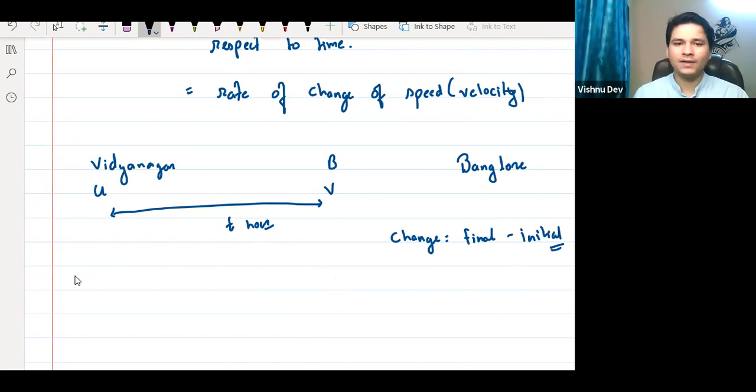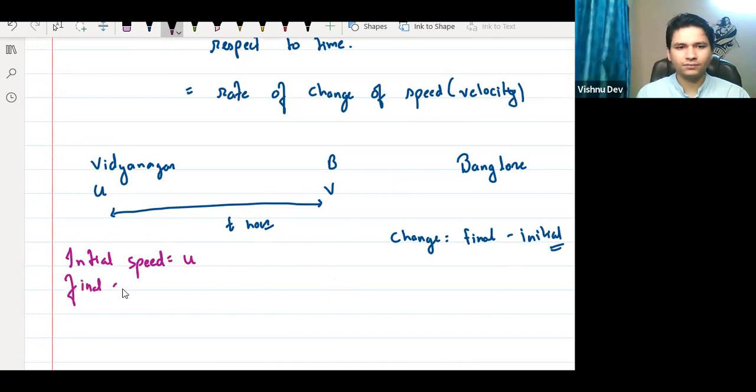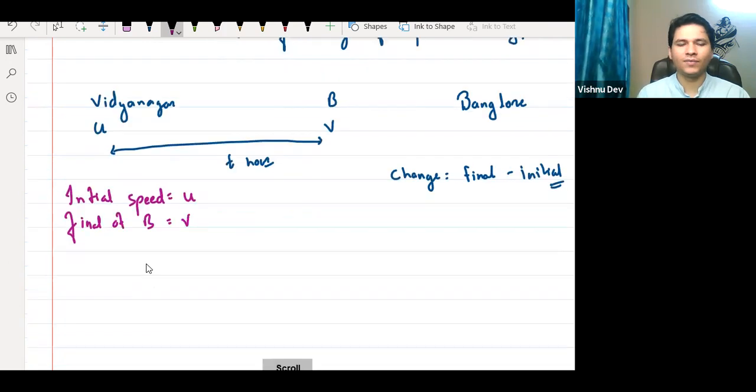What is initial velocity? Write it down step by step. What is initial velocity or initial speed? Initial speed is equal to what? U. Very good. What is the final speed at V point? V, correct. And the time taken is T.